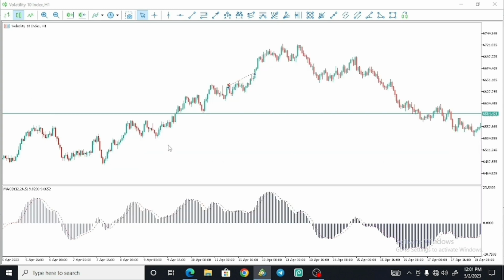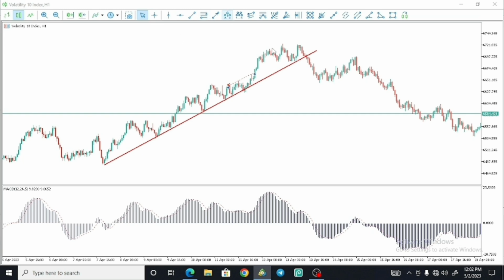Once I add the MACD to my charts, the next thing I want to do is draw trend lines. For example, if I click from this point right here to this point right here, you can see that the market has been moving in an uptrend, and this trend line is helping me to confirm that. So I want to wait for the market to break below the trend line.